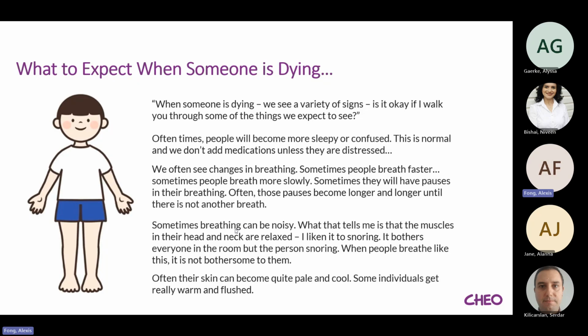So when I talk to a parent, in terms of anticipatory guidance, I will always say, when someone is dying, we see a variety of signs. Is it okay if I talk you through some of the things that we expect to see? And then really being calm, quiet, and confident in the things that you're saying. So I will say, oftentimes people will become more sleepy or confused. This is really normal, and we usually don't treat with medications unless they're really distressed. Sometimes people will have hallucinations and they're actually really comfortable. And if they're comfortable, we won't change anything.